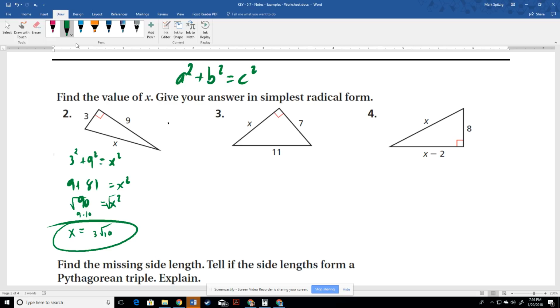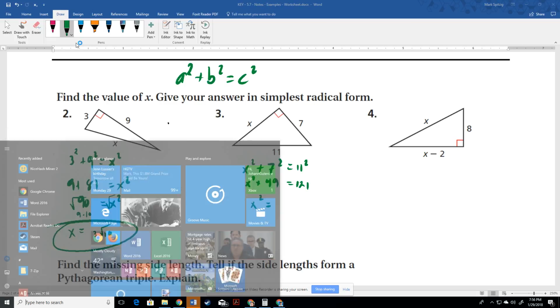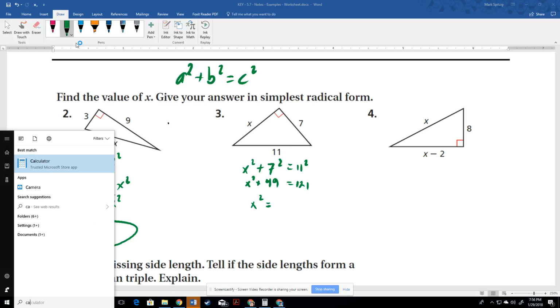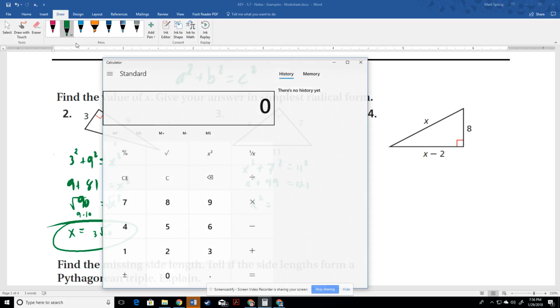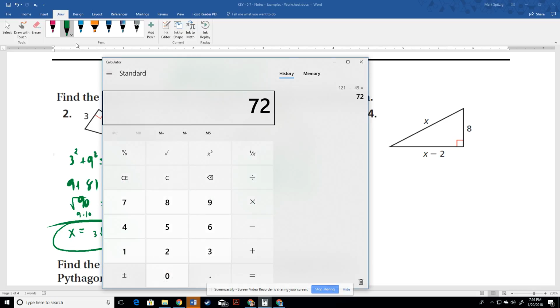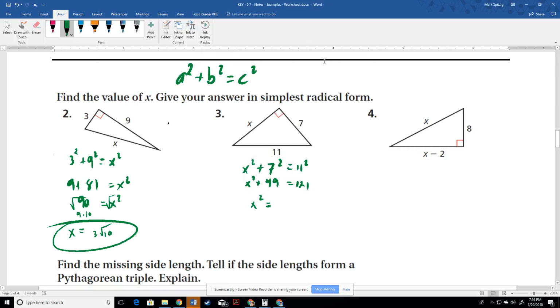All right. In this case, we have the hypotenuse. We're missing a leg, so we can say x squared plus 7 squared, those are the two legs, equals 11 squared. So we get 49 plus x squared equals 121. So x squared equals 121 minus 49. I'm going to pull up a calculator here just so it'll be easier. 121 minus 49 is 72. And then we can do radical 72.